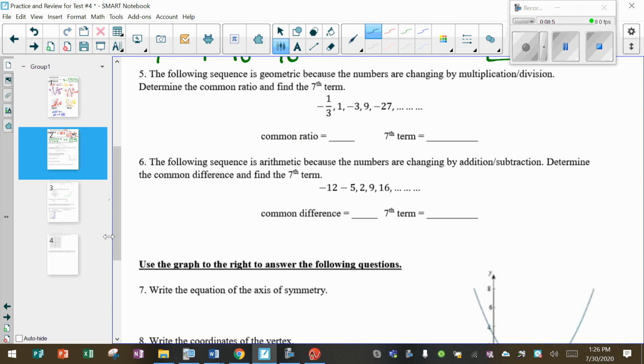Okay, next one. The following is a geometric sequence because the numbers are changing by multiplication or division. Determine the common ratio and then find the 7th term. The common ratio means, hey, how is this list changing? What's the number that's being used to multiply over and over and over? So if you look at -1/3, and then it goes to 1, then to -3, then to +9, then to -27, it's alternating back and forth. That means we're multiplying by a negative number.